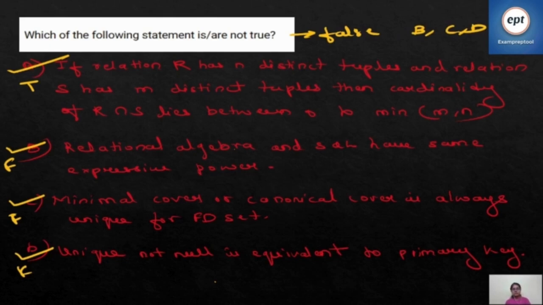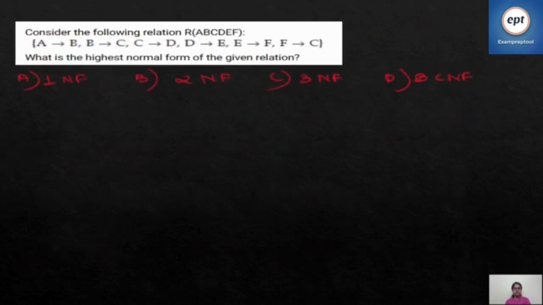Okay, let's move to next question. Consider the following relation. The attributes are given as A, B, C, D, E, F and the functional dependencies are also given. What is the highest normal form of the given relation? That we have to see. So for this we have to calculate the candidate key.